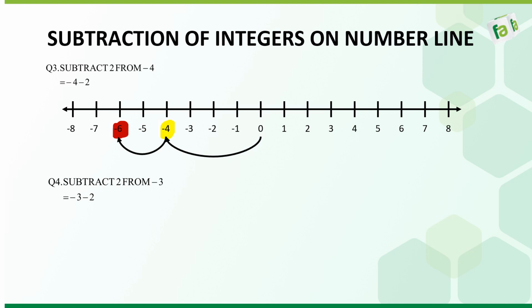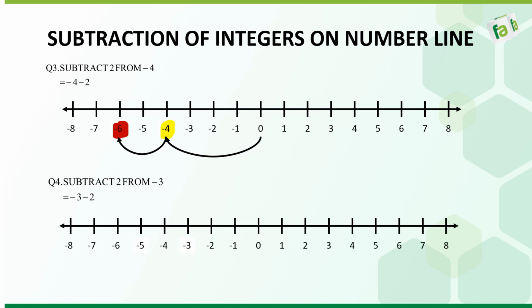Now subtract 2 from minus 3. Here is a number line. Firstly, we will have to locate minus 3 on the left hand side of a number line. After this, we are required to move further left to subtract 2. This takes us to our final answer, that is minus 5.